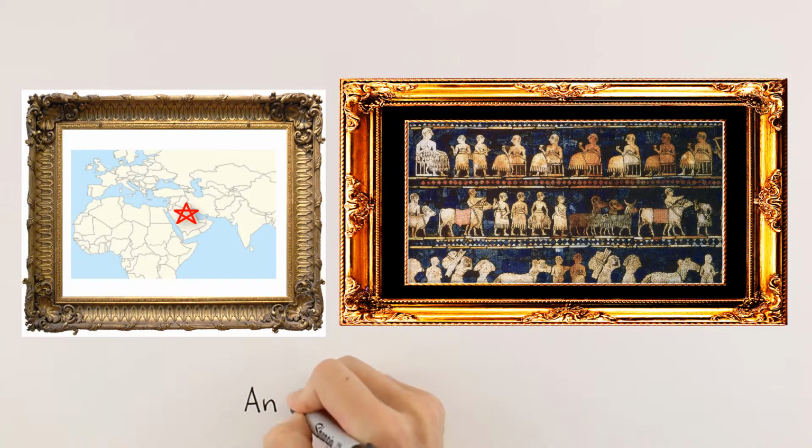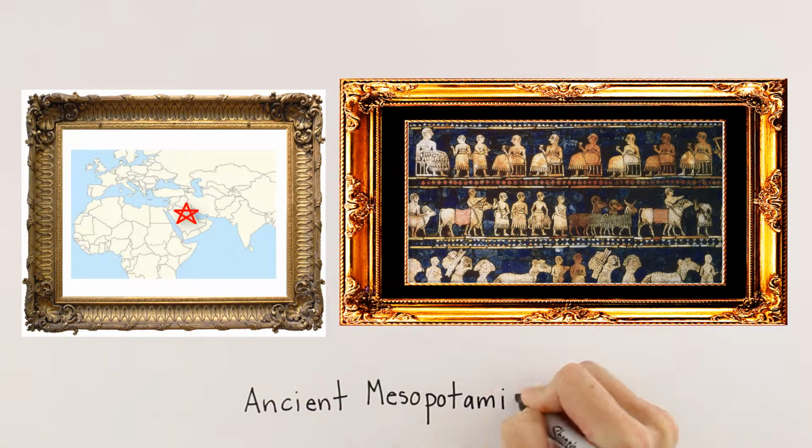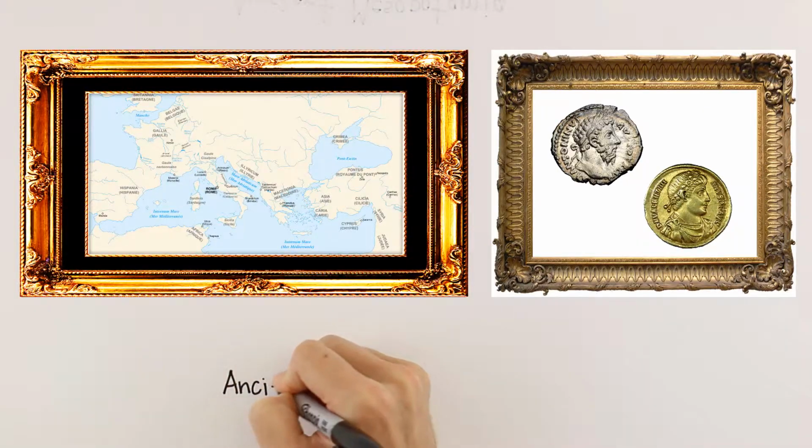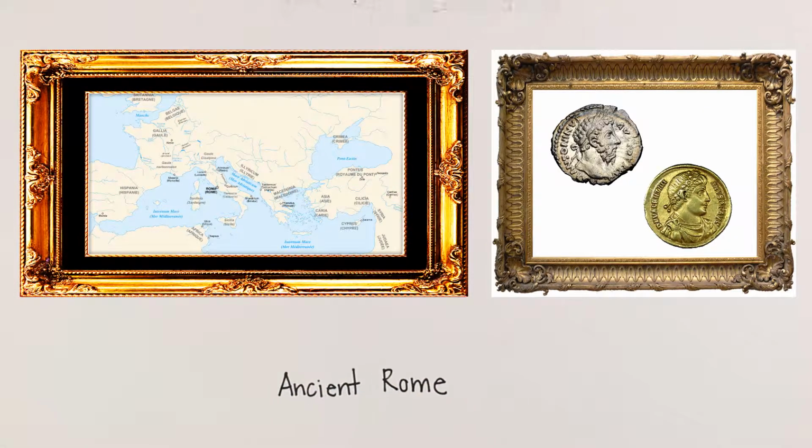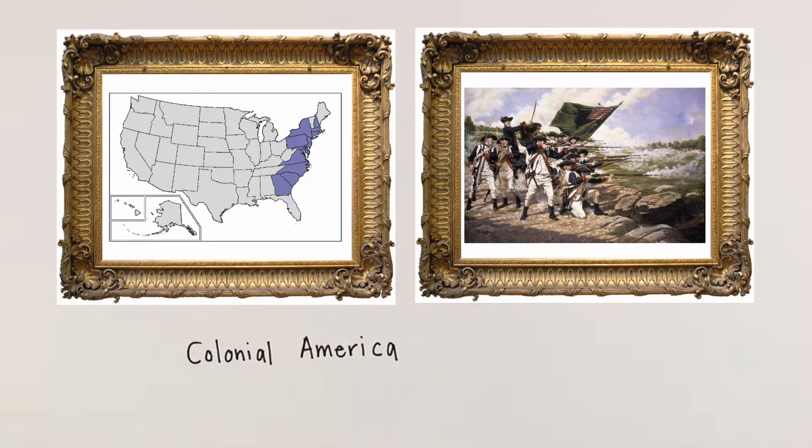Ancient Mesopotamian farmers paid taxes by giving a portion of their crops and livestock to the government. In ancient Rome, citizens paid property, real estate, and sales tax, much as we do today. And in colonial America, citizens' feelings of resentment over taxes led to the War for Independence.